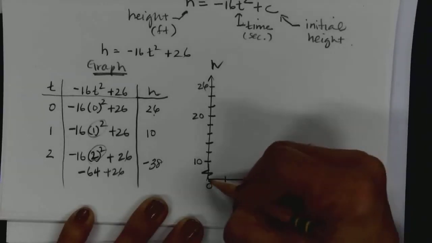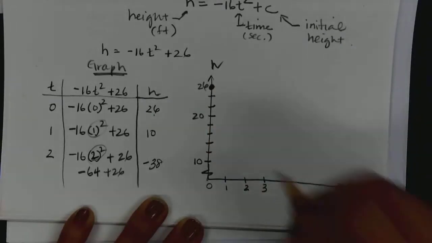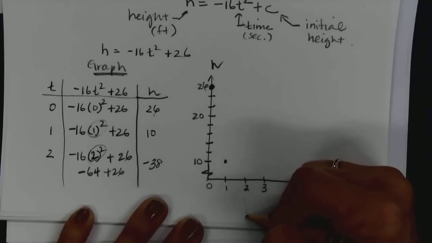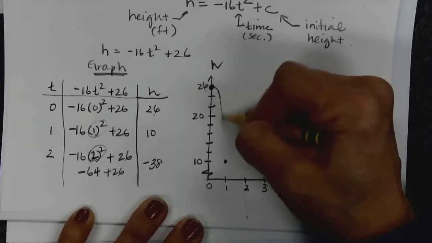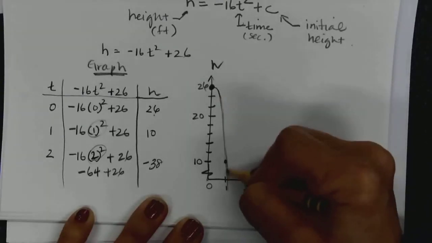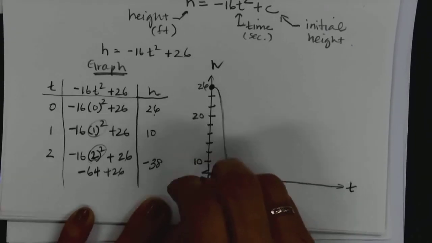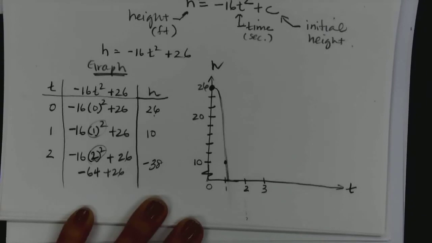So now my first point is 0, 26. So there's 0, 26. Then 1, 10. And 2, negative something is way down there. So I'm just going to now make it a parabola. And we're just going to bring it down. And it's going to go toward the ground. So we're going to stop at the x-axis. And my graph will look like this. Okay, that's the graph.